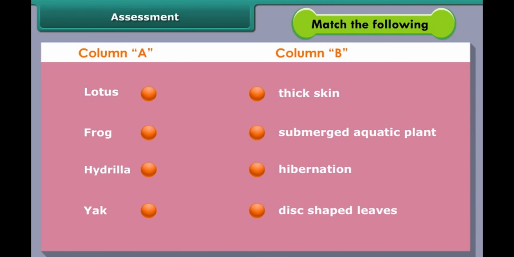Match the following by clicking the organism and the adaptations found in them.